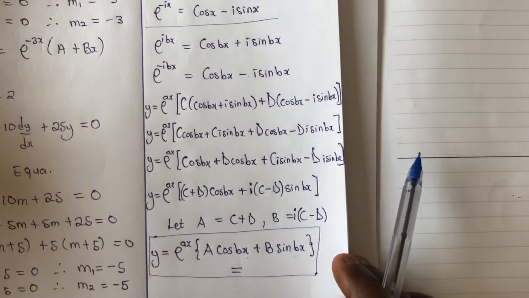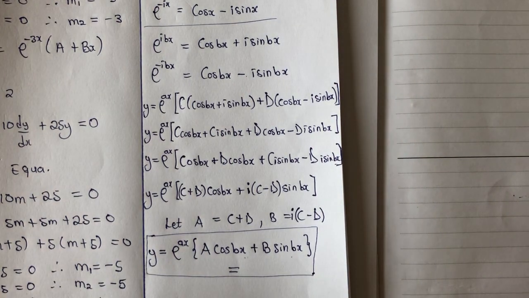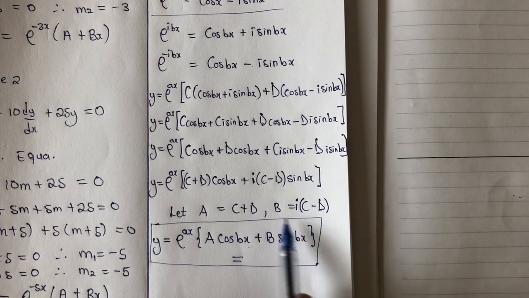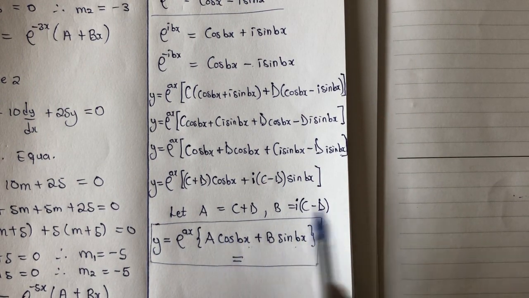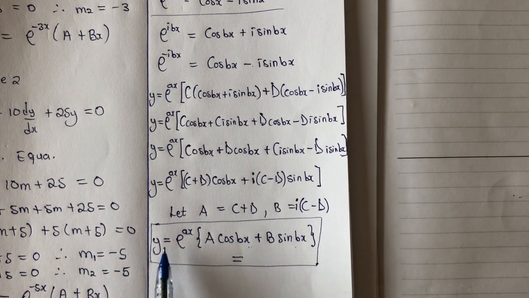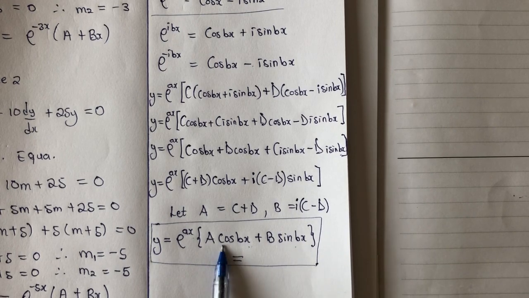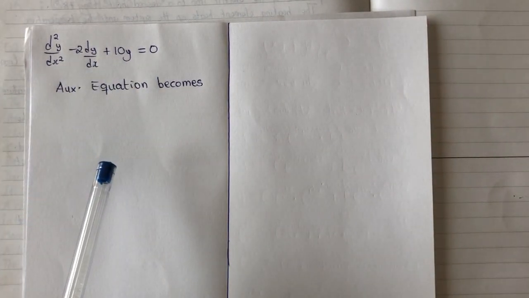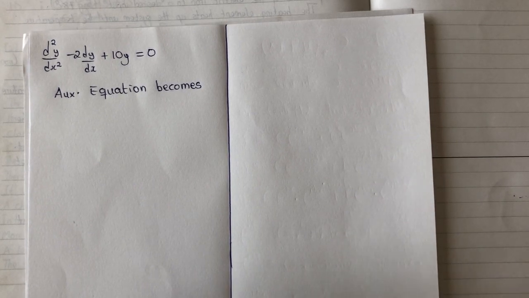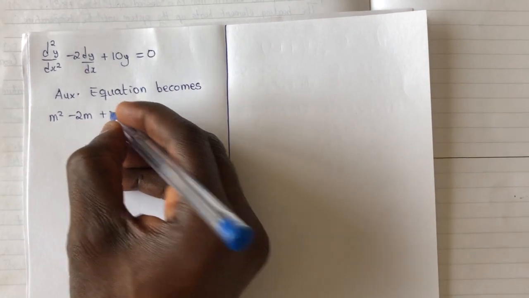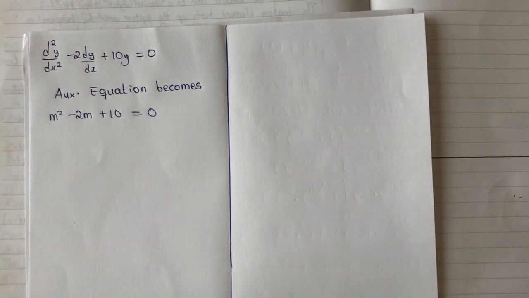So I will now take an example and then we use it to generate the answer. The only interesting part of this is that you keep this in mind. That is all. I just have to prove this one for you to understand why we are generating this, but it is not important. Just keep this in mind. So let's take this example. Looking at this, what will be our ODE equation? The ODE equation becomes m squared minus 2m plus 10 equals 0.